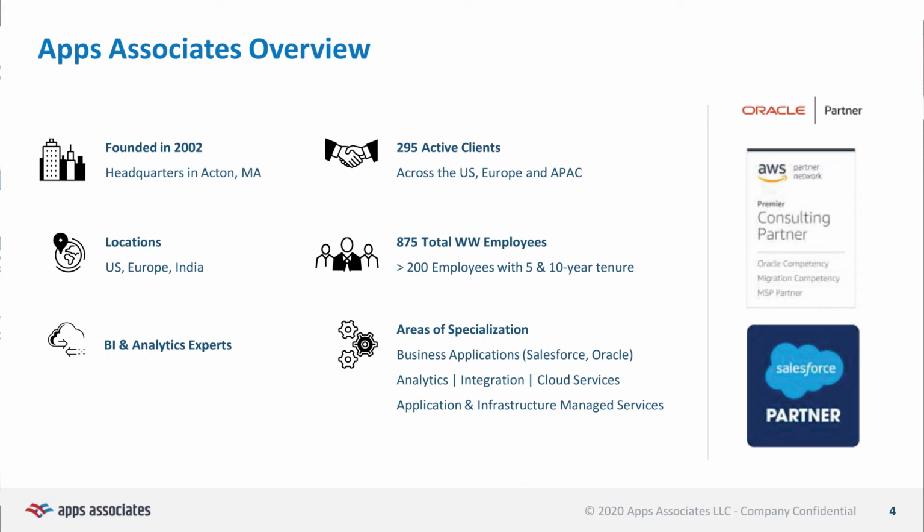So, a quick introduction to Apps Associates. Apps Associates was founded in 2002, headquartered in Acton, Massachusetts. We have locations in different areas in the US, along with locations in Europe and in India. There are multiple clients across different practices that we are engaged with. There are a total of more than 300 active customers, with around 900 employees working to support all our customers.